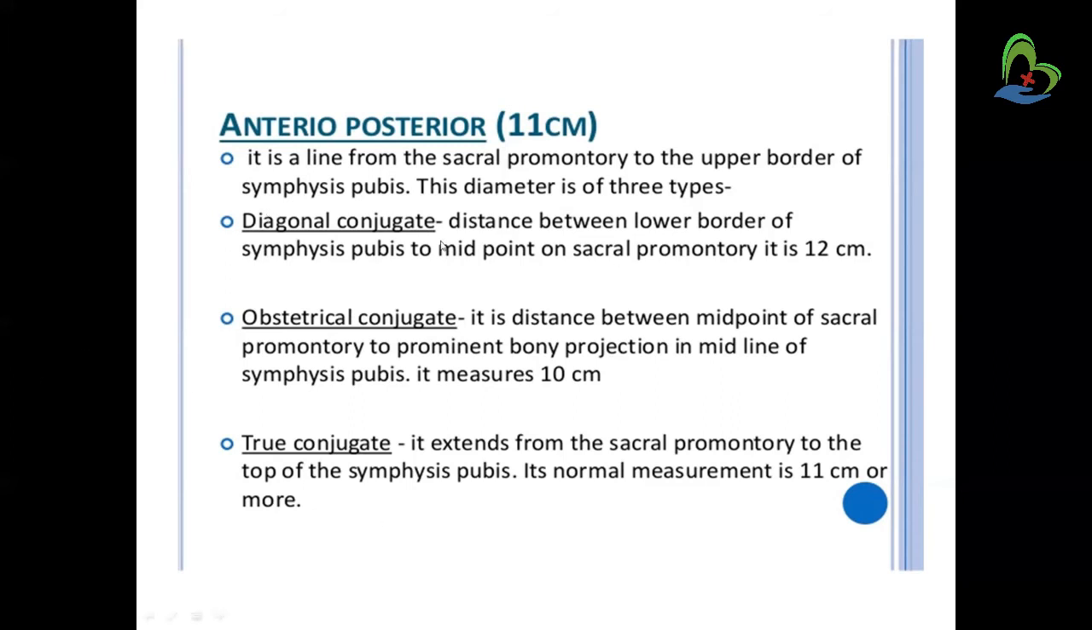So the diagonal conjugate, from the sacral promontory to the lower part of the symphysis pubis, is 12 centimeters. The obstetrical conjugate, the distance between the midpoint of the sacral promontory and the midpoint of the symphysis pubis, measures about 10 centimeters. The true conjugate, from the sacral promontory to the top of the symphysis pubis, is about 11 centimeters.